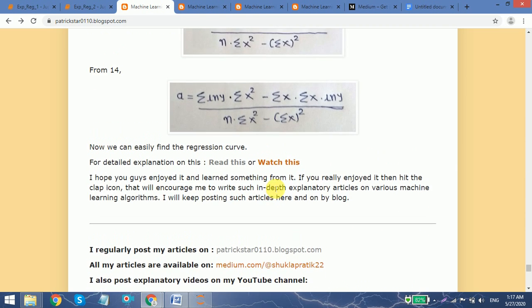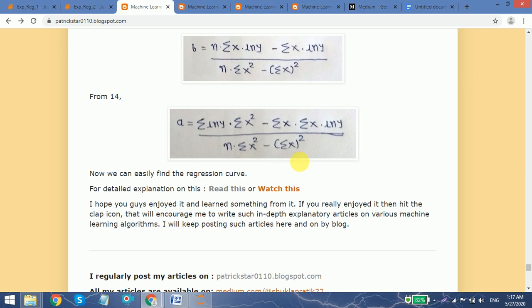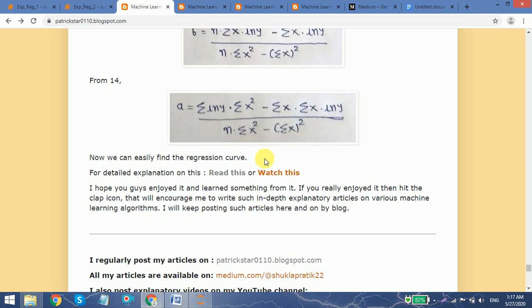So that was the third method by which we can find the values of our optimal parameters.